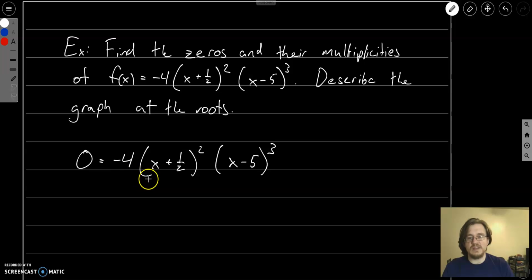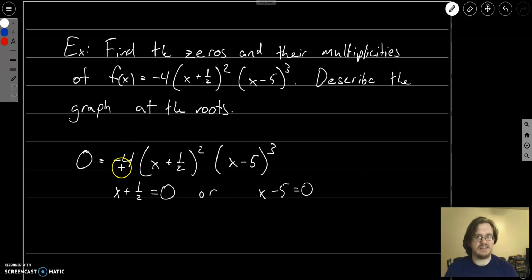And this will be equal to 0 when one of these factors is equal to 0. So this will be equal to 0 when either x plus 1/2 is equal to 0, or x minus 5 is equal to 0. The -4 can't ever be equal to 0, so we can ignore this first factor. So x could be -1/2, or x could be 5. So here are our zeros. Zeros are -1/2 and 5.